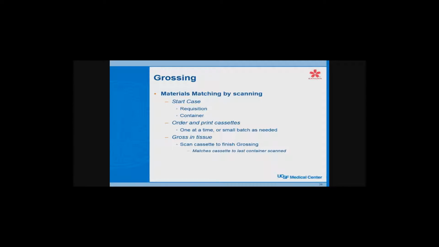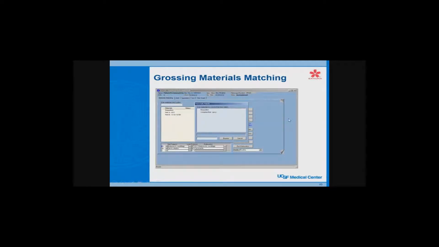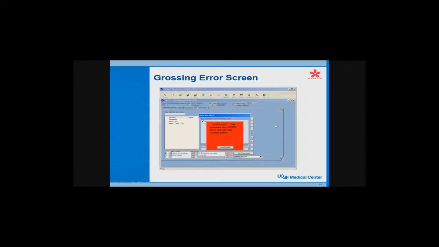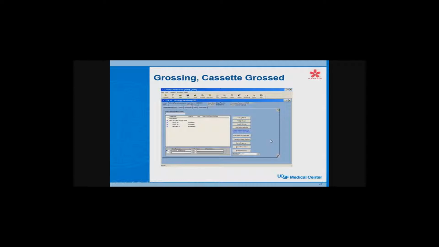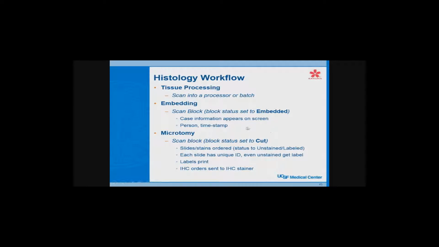Where they start the case, they have to scan the requisition and the container in order to start the case. They print the sets pretty much one at a time, or maybe a small batch. They can order as many cassettes as they need, but they're really encouraged to print a little less than you think you need, and then print the last bit as you need it, so that you don't overprint cassettes. And then when they gross in tissue, they have to scan the cassette at the finish to show that it's part of that case.